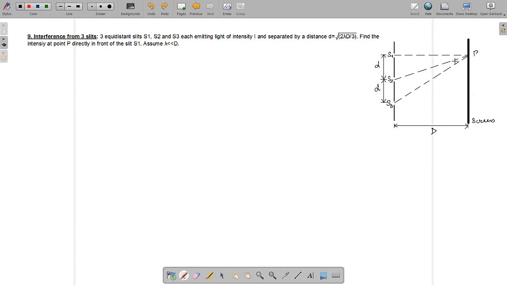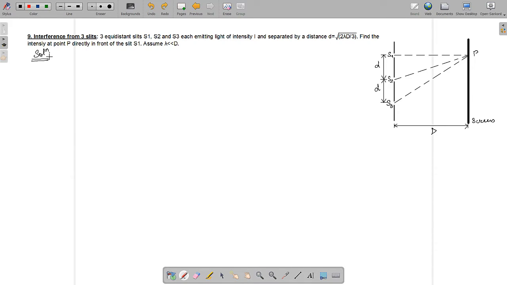But if the waves are not reaching in phase, then the resultant amplitude can be found using the vector method, the phasor method. First we will find the path difference between the waves from S1 to P and S2 to P, and then from S1 to P and S3 to P, and then we can find the resultant amplitude. Alright, so let's start with the solution.